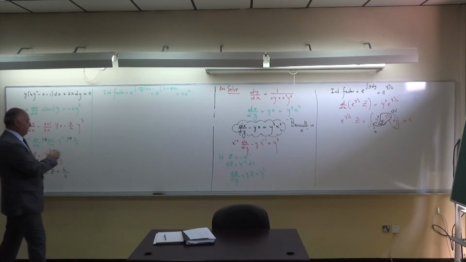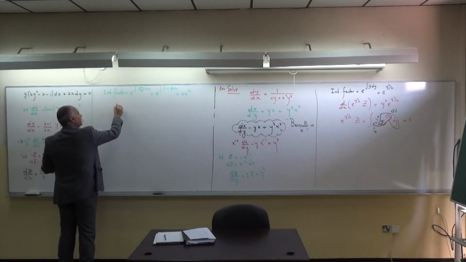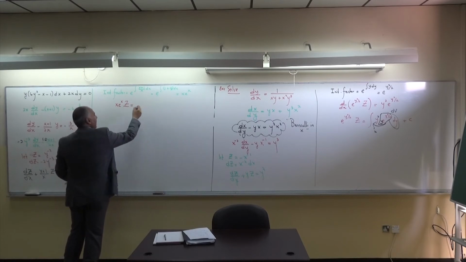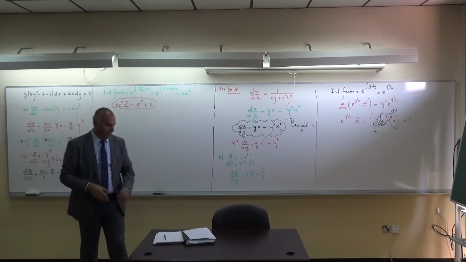So the answer to this question, if I write it right away: on the left side I have x e to the x times z, on the right side 6 over x times this, which is e to the x, plus c. And this is the general solution for this problem.